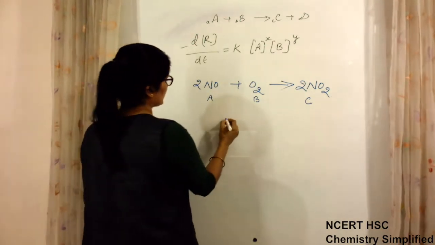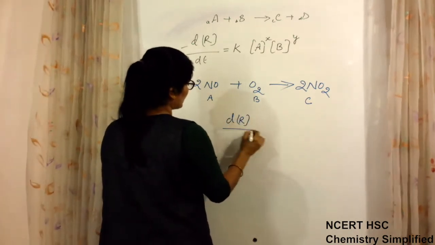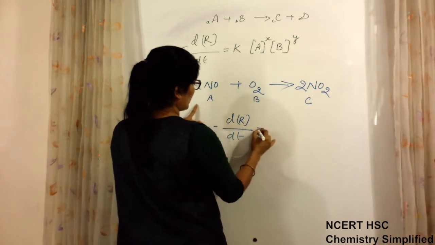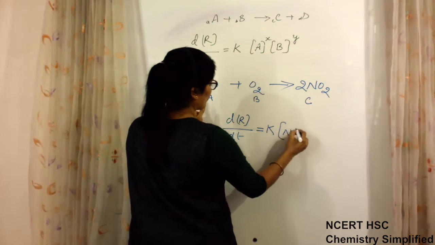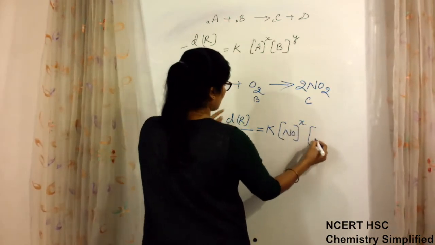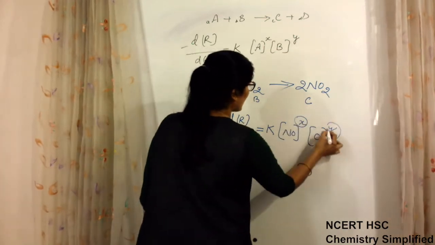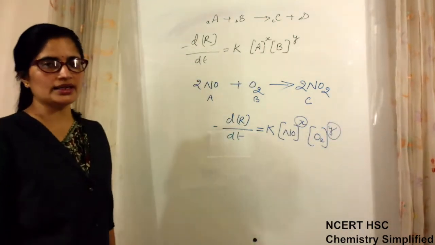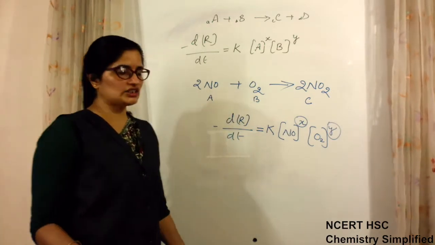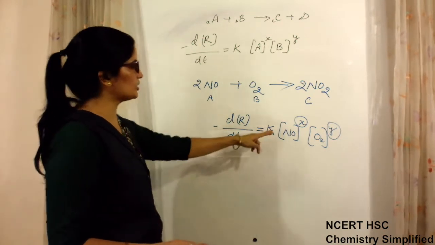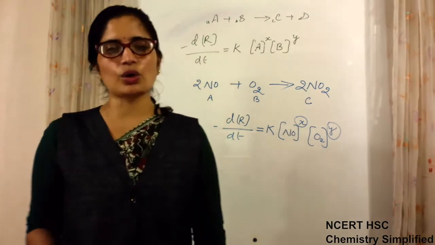Now we can write the rate of this reaction. So dR by dt for this reaction is equal to k[NO]^x[O2]^y. This x and y can be determined only by the experimental data, not by looking at the equation. By chance, you will find that in this equation x comes 2 and y comes 1, but it is just by chance, it is not always the case.